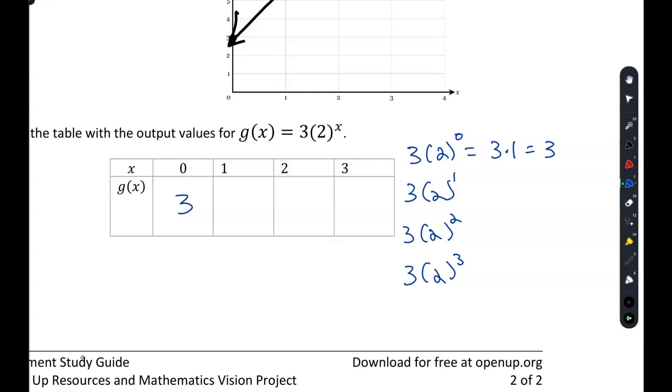All right, now we're going to do 2 to the 1, and that's going to equal 3 times 2 to the 1 power, which is 2, and then 3 times 2 is 6. Put that over here. All right. Next, we're going to do 2 to the second, and 2 to the second power, 2 times 2 is 4, and then 3 times 4 is 12.